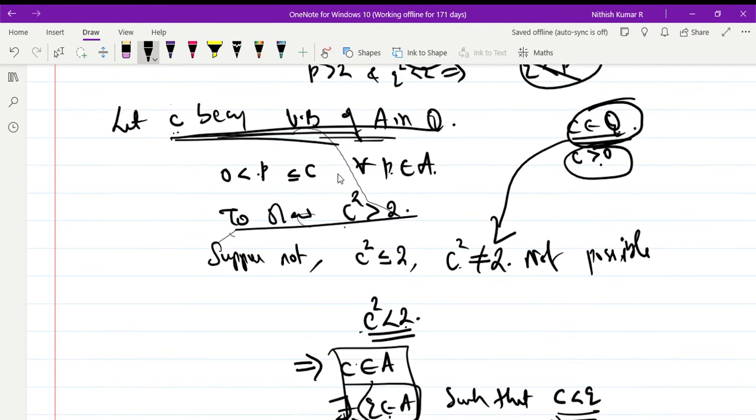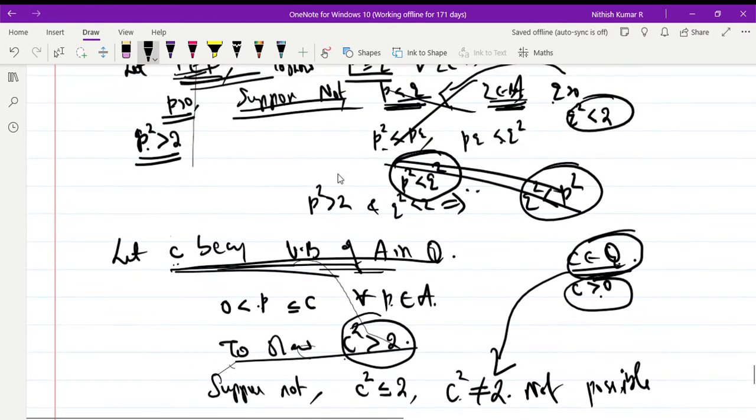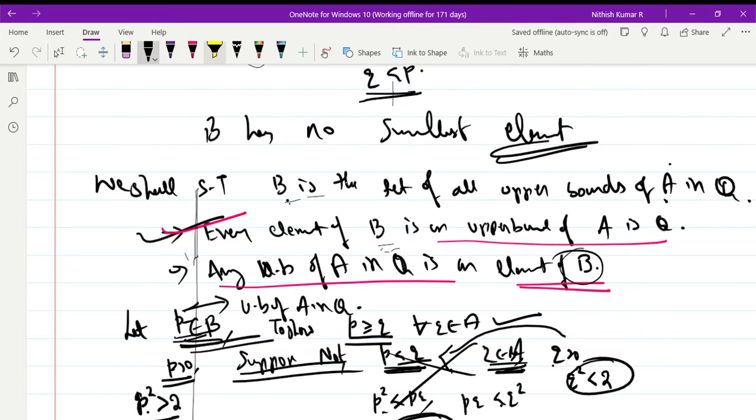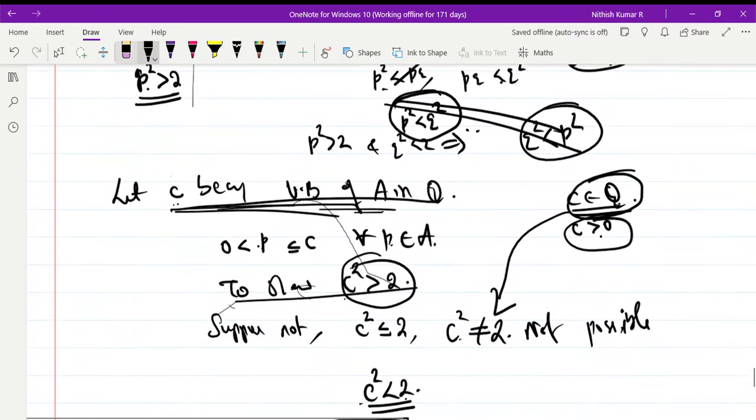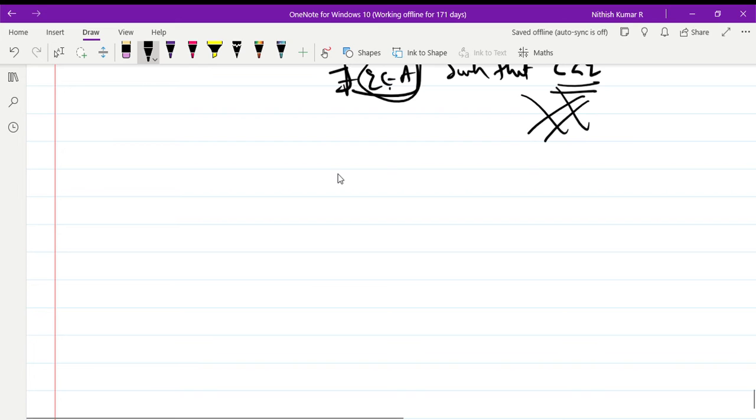Therefore c square must be greater than 2. Hence we proved that every element of B is an upper bound of A, and any upper bound of A is an element of B. Now moving further, in the similar way, we are showing that now.